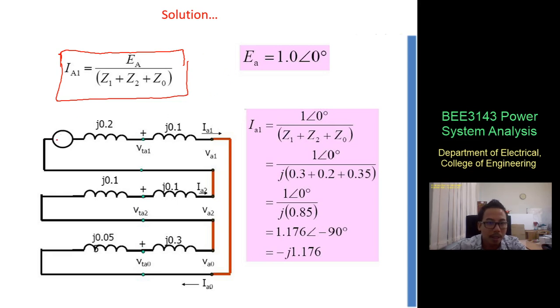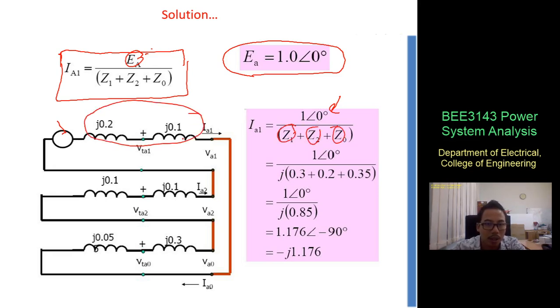Here the EA. Since they don't mention any value of the EA, it's the same case as the power flow solution. If you still remember the power flow analysis, the load flow, when you don't have the value, we assume an initial value for the EA voltage of 1.0 and the phase is 0. So it's very basic. We just substitute the value and put the Z1, Z2, Z0. This one is the Z1 total, and Z2, and this is the Z0. So that's 0.3, 0.2 plus 0.35.